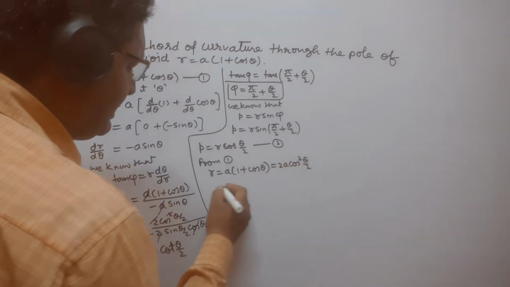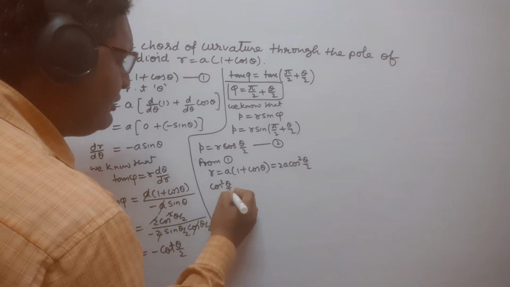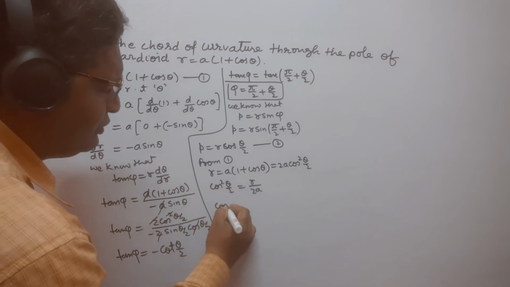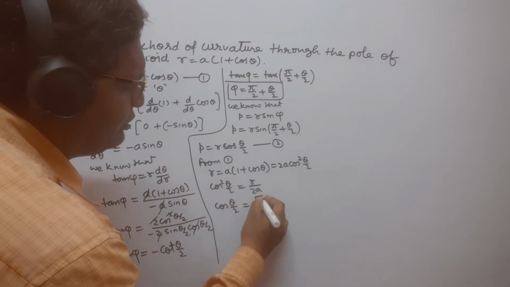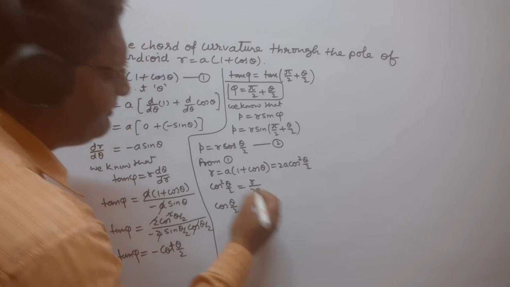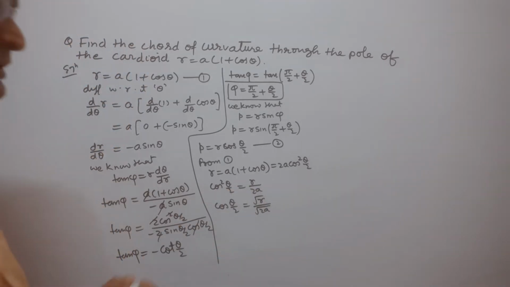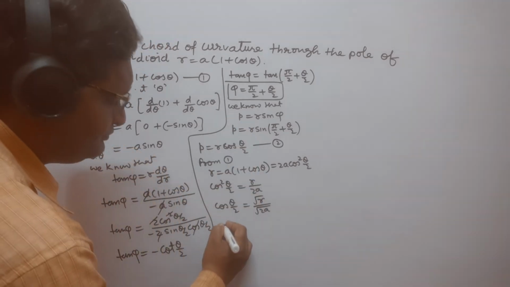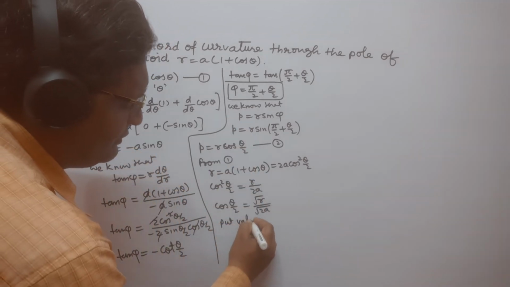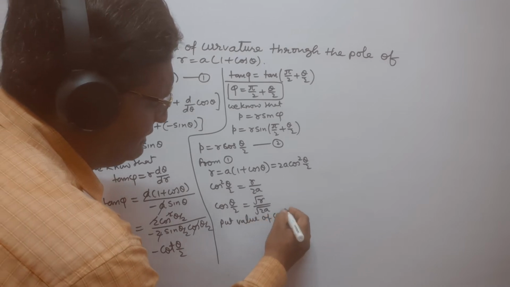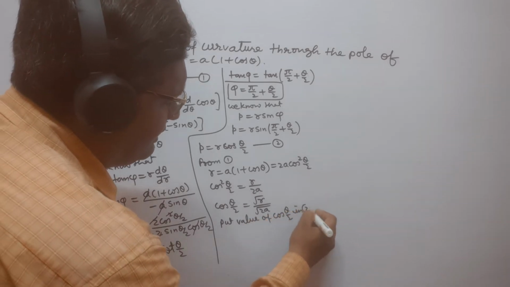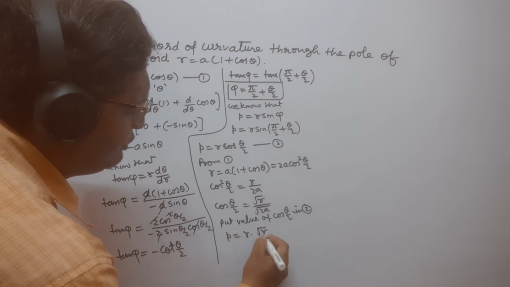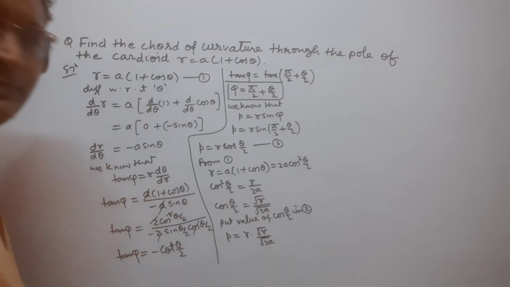So from here we can write cos square theta by 2 is equal to r by 2a. So cos theta by 2 is equal to under root r upon root 2a. So put value of cos theta by 2 in equation second. So we get here P is equal to R multiplied by root R divided by root 2.